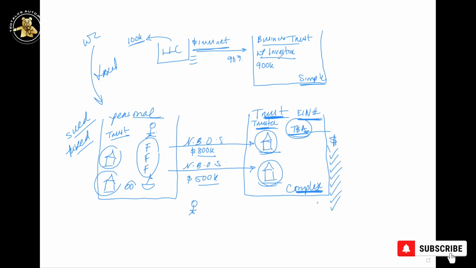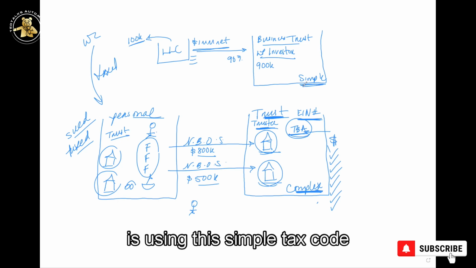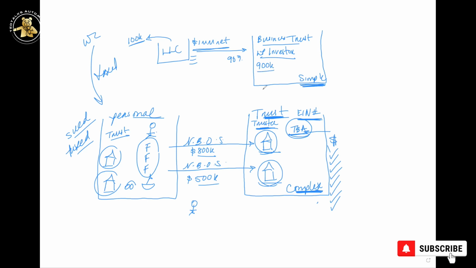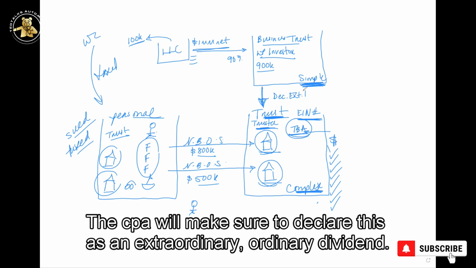This one is using this simple tax code, so it can bring in active income. It distributes. Simple means it must distribute annually. That's okay. That's exactly what we want it to do. But this is part of the secret sauce. The CPA will make sure to declare this as an extraordinary dividend.